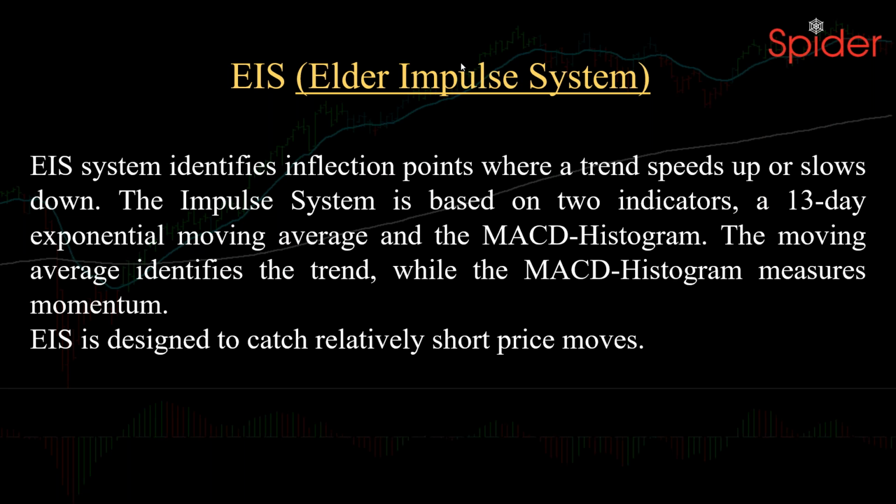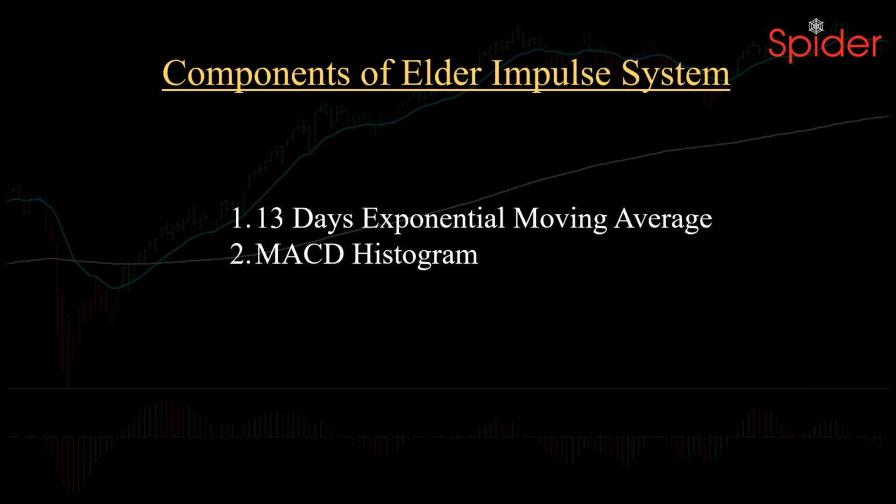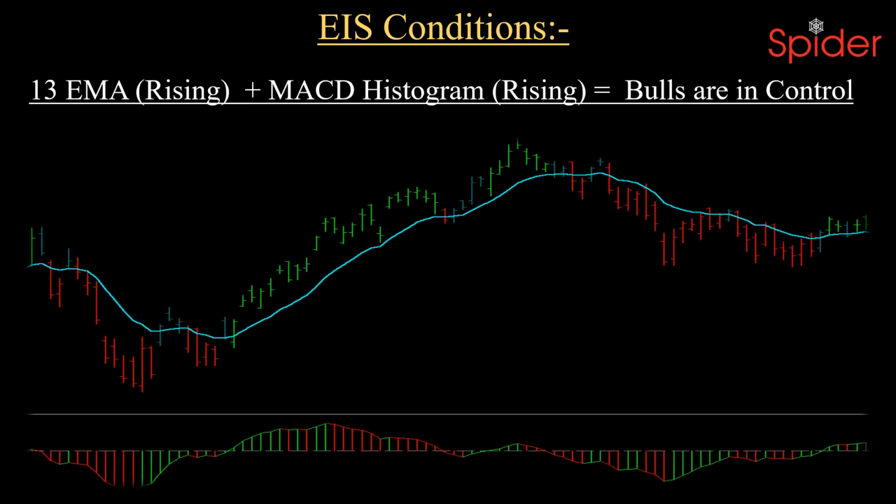For example, as I discussed, it comprises two things, that is the 13-day EMA and the MACD histogram. So how does it tell you whether the bulls are in control or the bears are in control? As you can see here, from this particular point the 13 EMA, which is the blue line, is rising. At the same time, the MACD histogram is also rising. So it is telling you that the momentum is also getting good alongside the 13-day moving average.